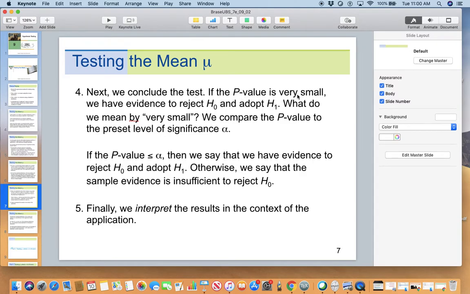If the p-value is very small, we have evidence to reject H0 and adopt H1. What do we mean by very small? We compare the p-value to the preset level of significance alpha. That is, if the p-value is less than or equal to alpha, then we say that we have evidence to reject H0 and adopt H1. Otherwise, we say that the sample evidence is insufficient to reject H0. The last step, you interpret the results in the context of the application.